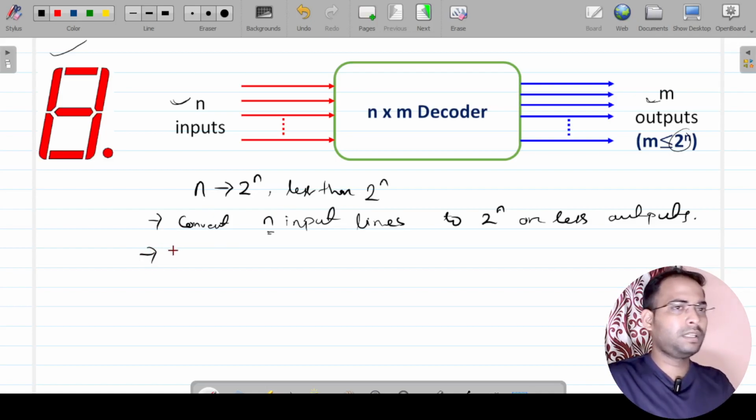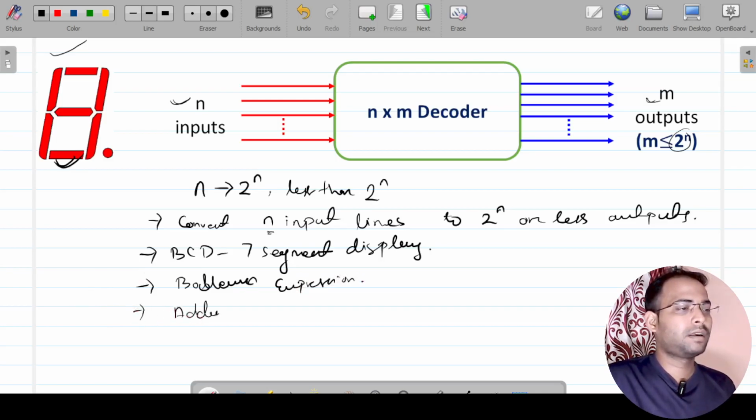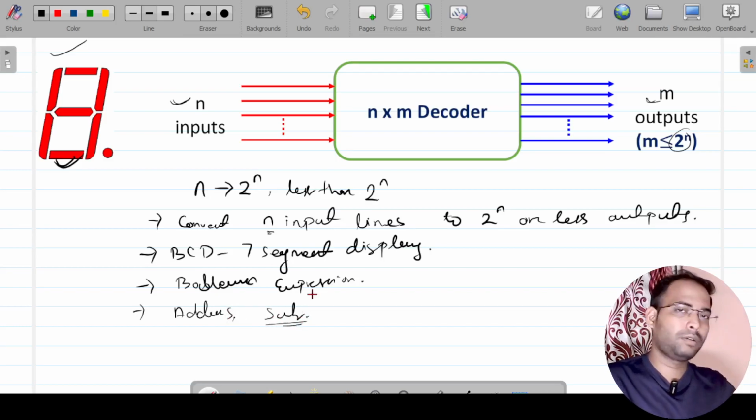Now one of the applications is the BCD to 7 segment display. This is the highest use case of decoders. This is what you see as a 7 segment display. What other things can it do? We can implement Boolean expressions with the help of a decoder. What else can we do? We can implement adder circuits and adder subtractors. So everything we can implement with a decoder.